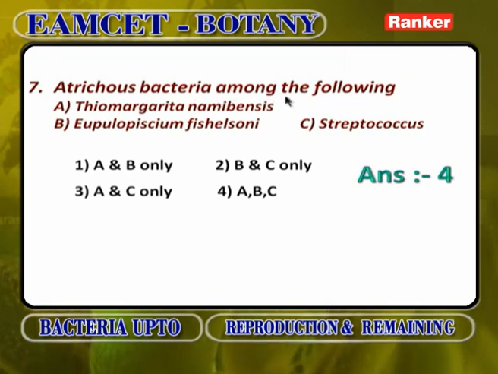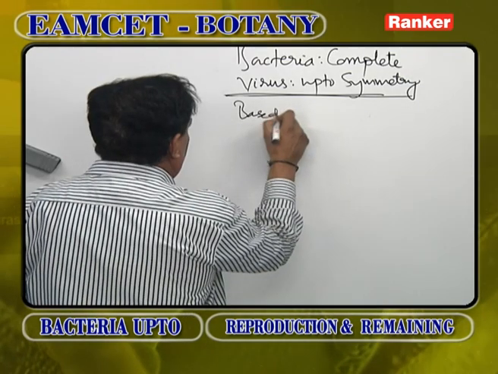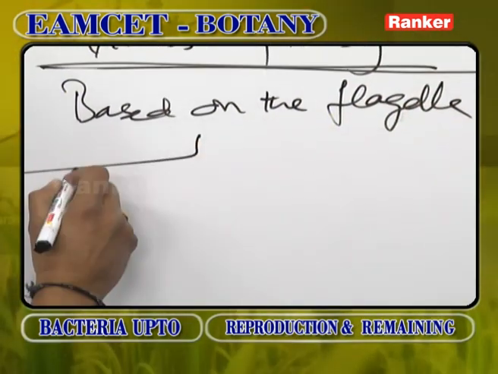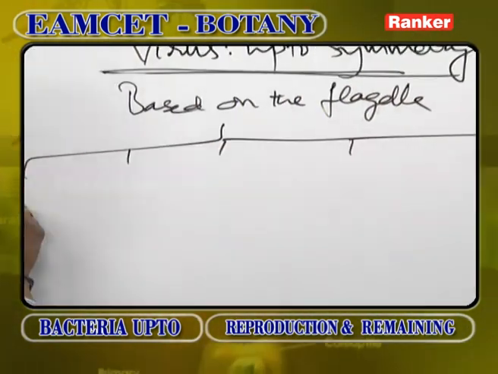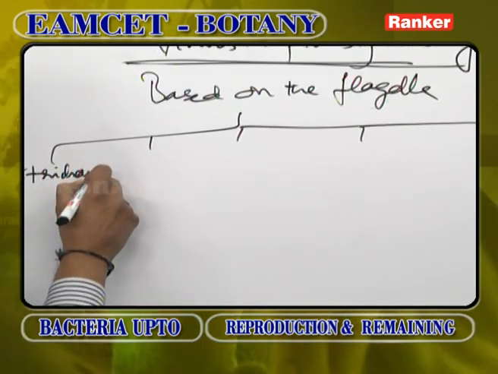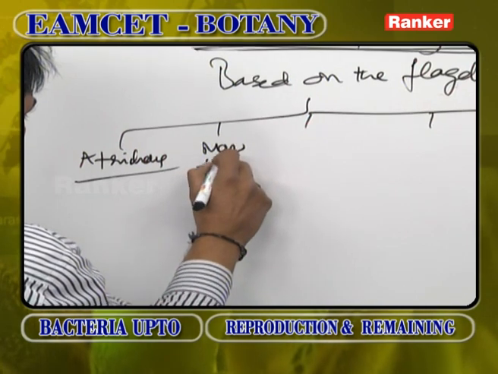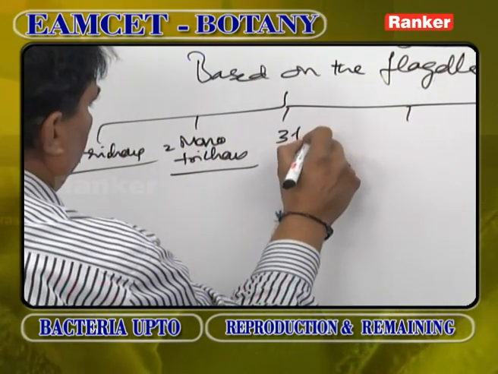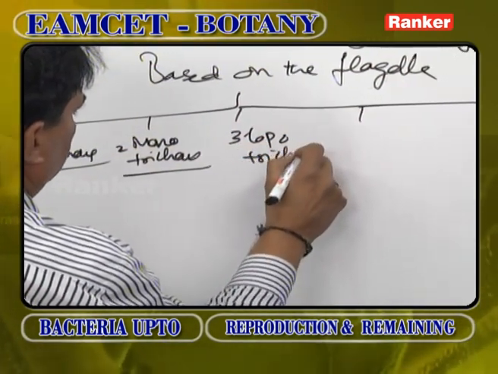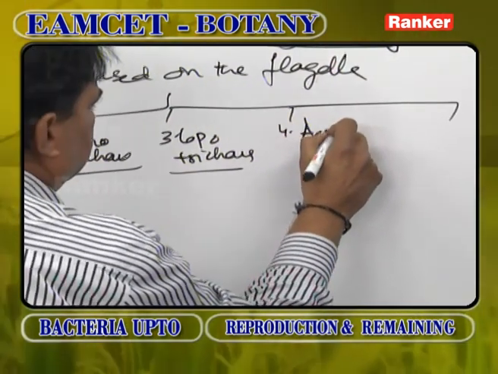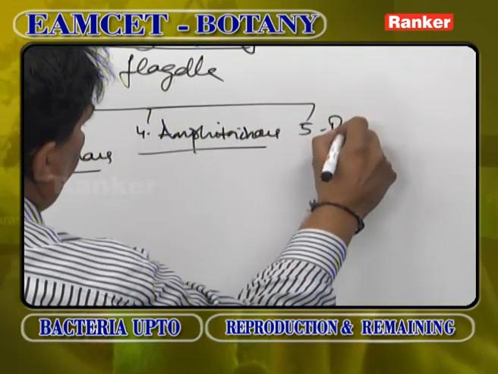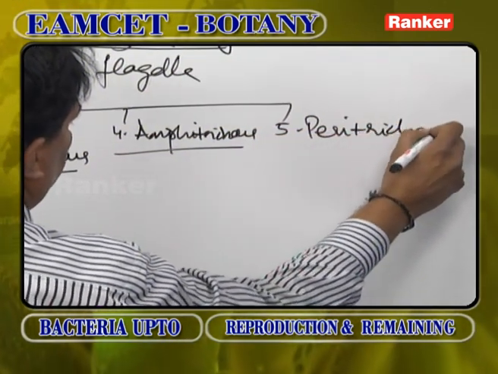Atrichous bacteria among the following. What is an atrichous bacterium? Based on the flagella number and other things, bacteria are divided into different categories. One is the atrichous bacterium. The other is the monotrichous bacterium. Third is the lophotrichous bacterium. Fourth is the amphitrichous bacterium. Last is the peritrichous bacterium. These are 5 types based on the number of flagella.